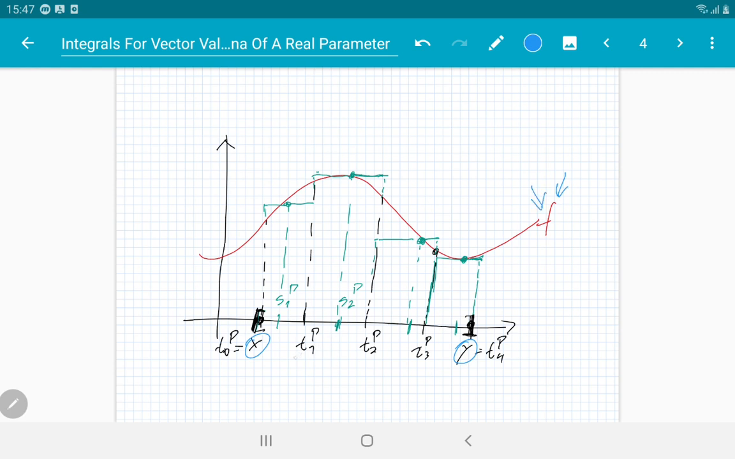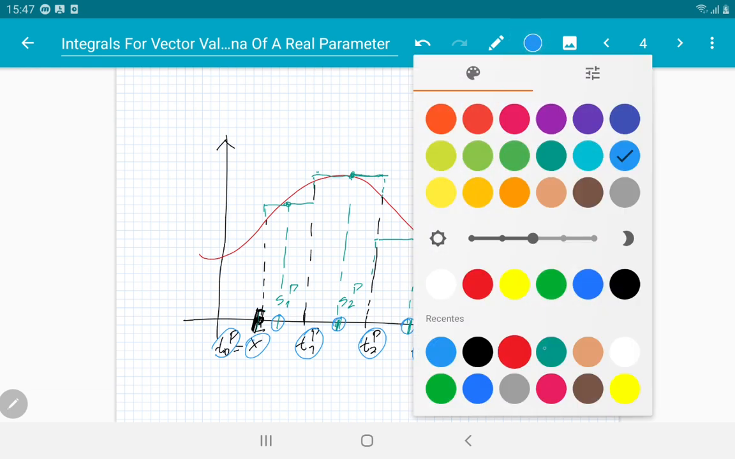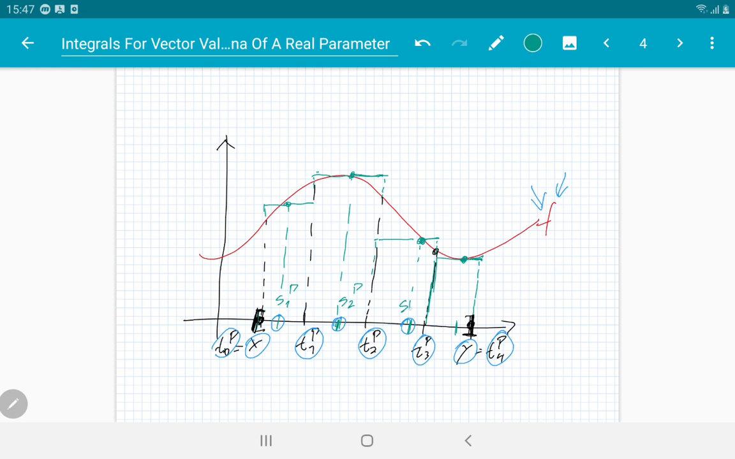And here are the points of the partition, so t0, t1p, t2p, t3p. Those are the t's, right? t4p is the last one. And then we have the marks, the s's, right? So s1p, s2p, s3p. Let me write this down. s3p, s4p.